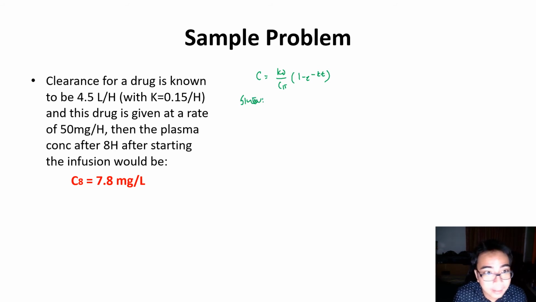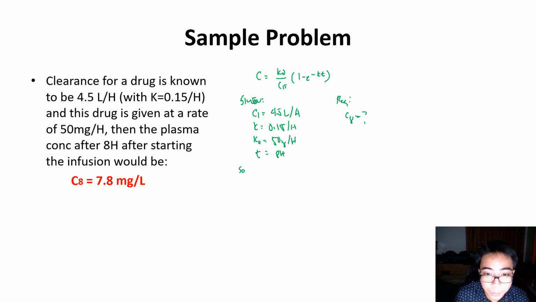Okay, so our given, class, are as follows. You have the clearance, which is CL na lang, class, isasalagay ko, 4.5 liters per hour. K is 0.15 per hour. K sub 0, or rate of drug input, is 50 milligrams per hour. And then the time, nag-infuse tayo, would be 8 hours. Okay, so ang ating required is the plasma concentration at the 8th hour, which is unknown.